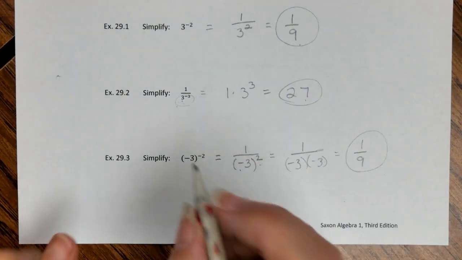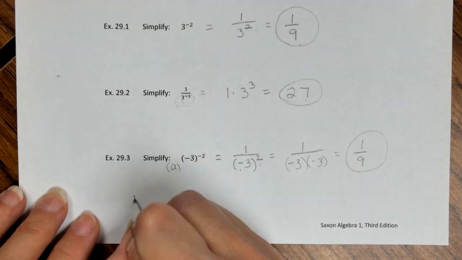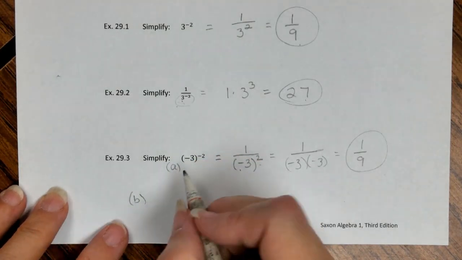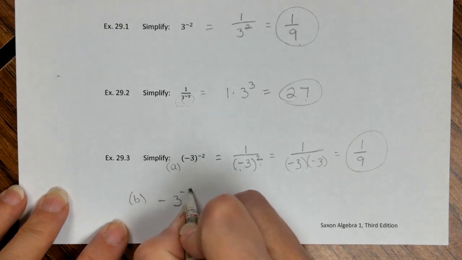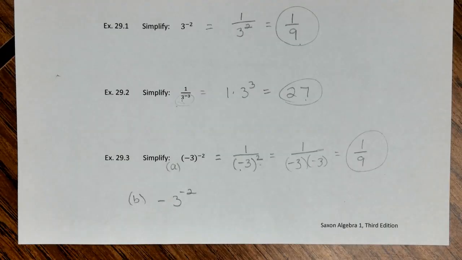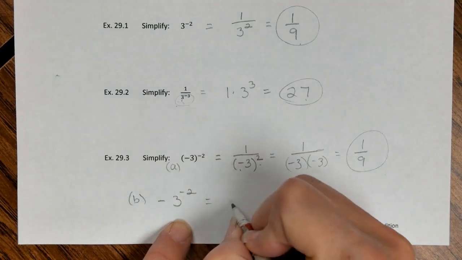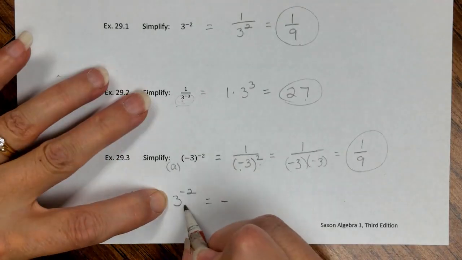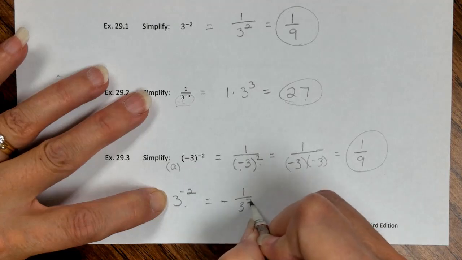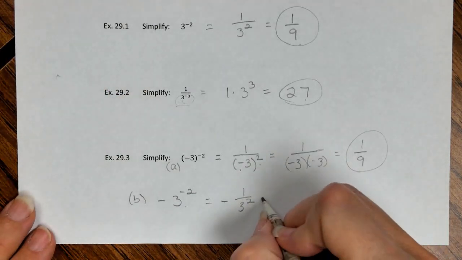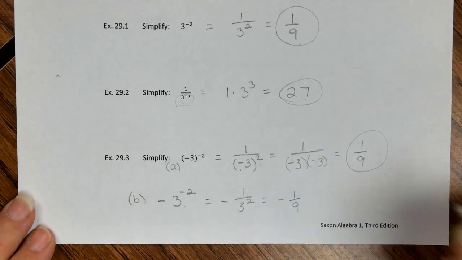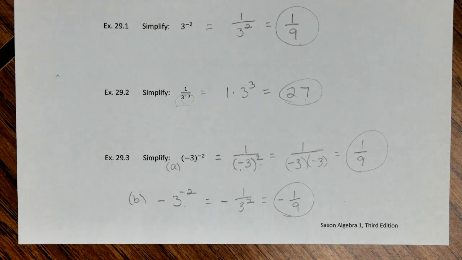Okay, we're going to add one other one down here. We'll make that part A. Here's part B. Okay, so if we had the same numbers, same exponent, except, technically not the same base, no parentheses. This is the opposite of 3 to the negative 2nd power. So this means just keep the negative in front, okay? Then we cross the line to change the sign of the exponent, and that's negative 1/9. Okay, the parentheses make all the difference in that.